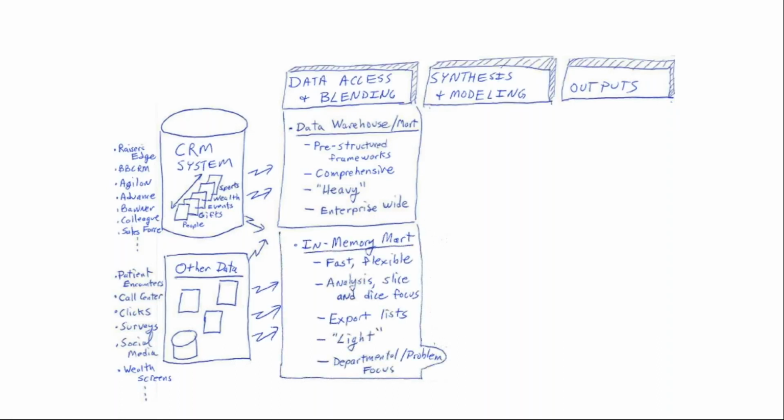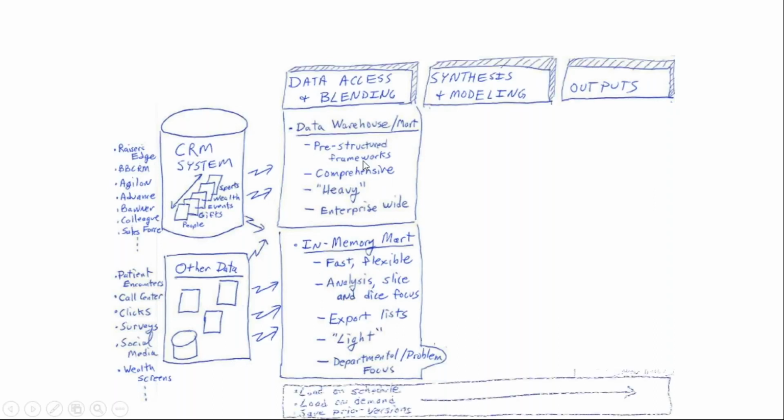There's also, in the data discovery tools, tend to have these in-memory marts, which are fast, flexible. They're set for analysis, so they've got this slice and dice focus. They don't do the pre-structuring. They regroup and re-index and recalculate on the fly. So it's a very different thought process behind how the data gets stored than up here. You can export lists easily. It's very light, and it's a departmental problem focus. So often these will complement each other, but these will tend to feed data discovery tools. These will tend to feed reports and dashboards.